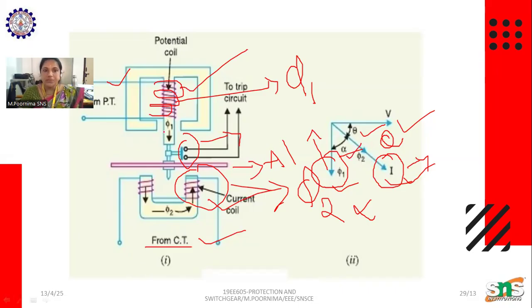When it gets energized, what happens? We get an electromagnetic force from the upper side and from the lower side. Because of this force, torque is produced and the disc starts rotating. This is the operation.